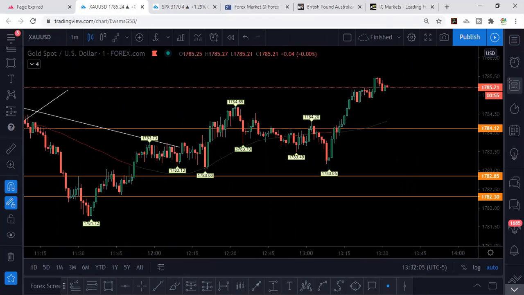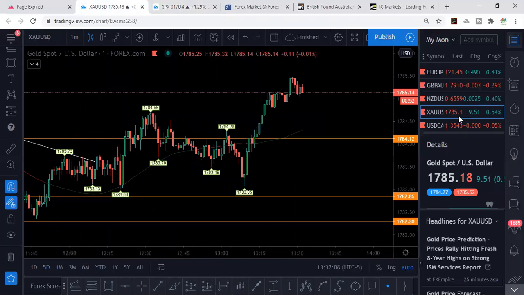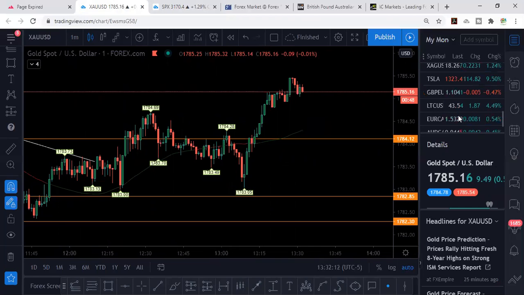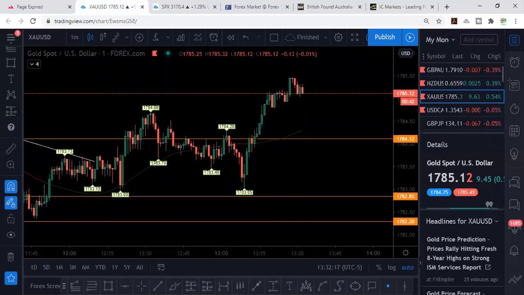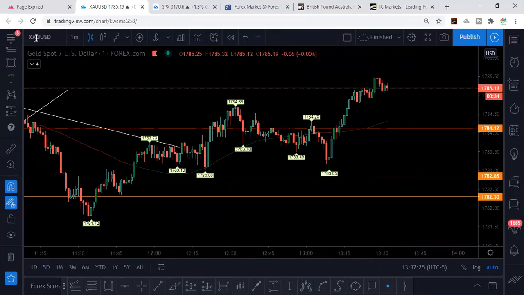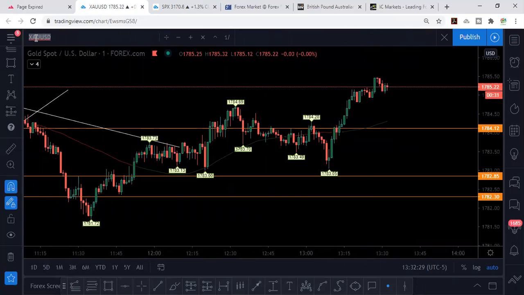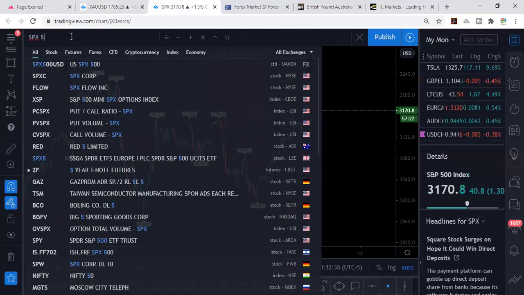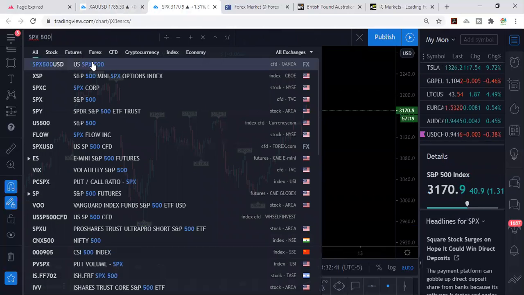On the upper left side. No, go to the left side to where you take the trend lines and everything from. On my screen right now. Go to the top side, XAUUSD. Yeah, just tap on it. Like click on it and type in SPX 500 USD. Yeah, that one.